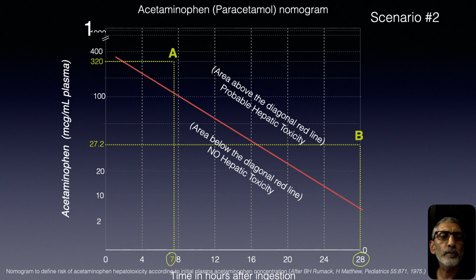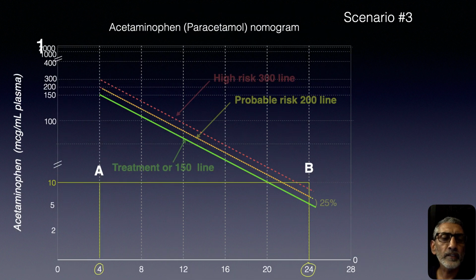Let's move on to the third scenario. This one is a little tricky. When you look at the graph, for example at point A, on your left the value of the acetaminophen is around 10 at 4 hours. If this is the case, the patient doesn't need the acetadote treatment.